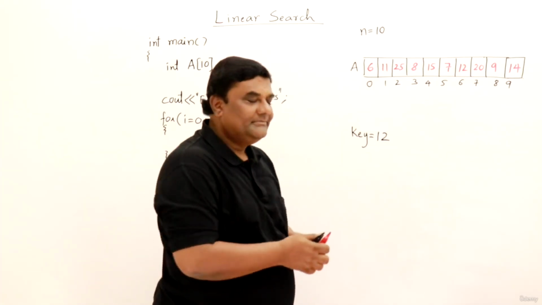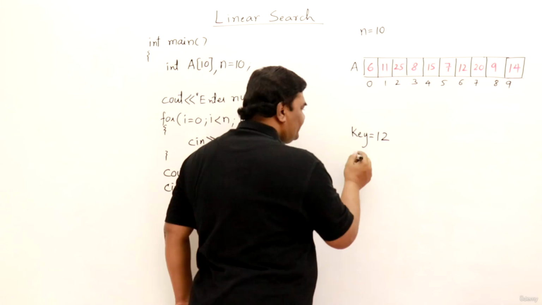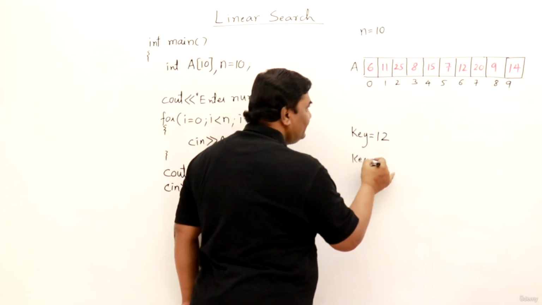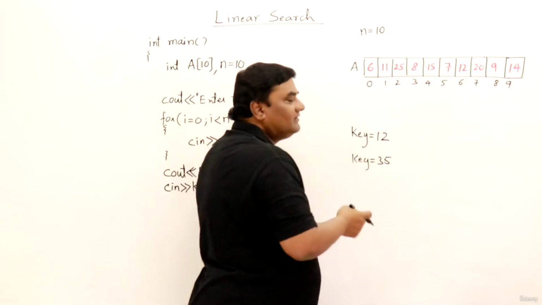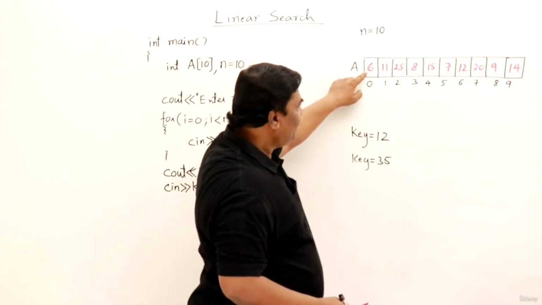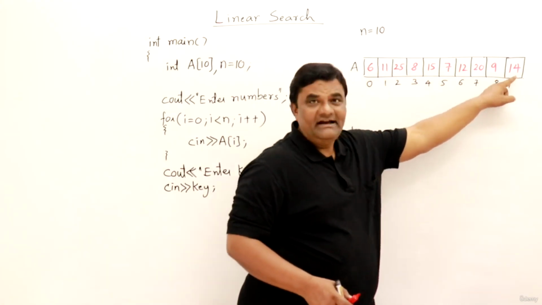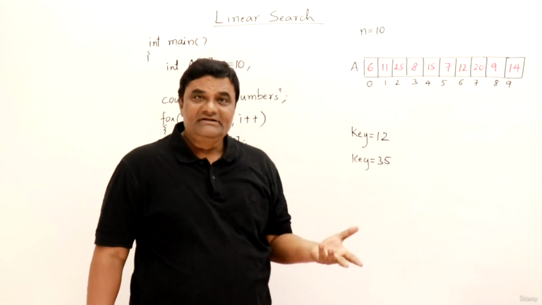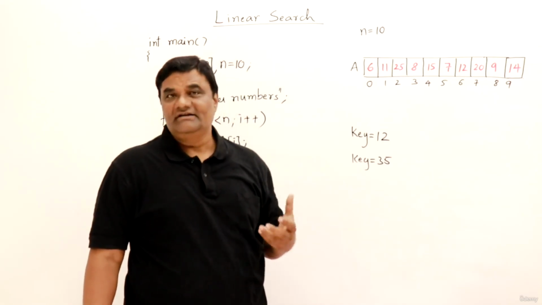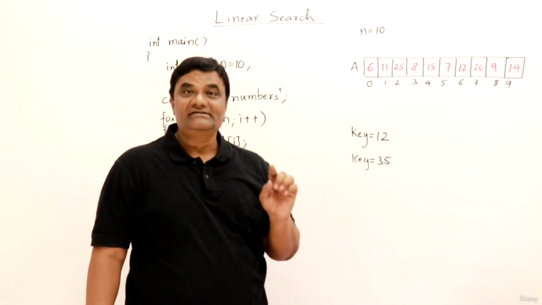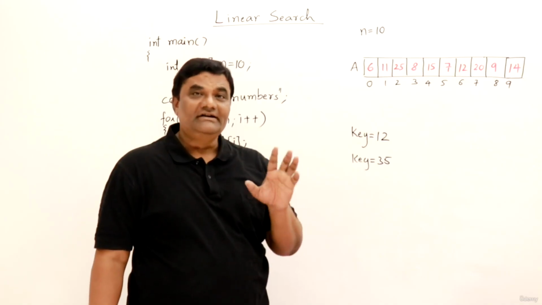Now I'll take one more key element. Suppose I want to search for the key element 35. Let us search for it. 35. No, it's not 35. No, no, no, no, no, no. I have reached the end. Reaching the end means the elements are finished and I did not get the element. So the search is unsuccessful and I did not find the element.